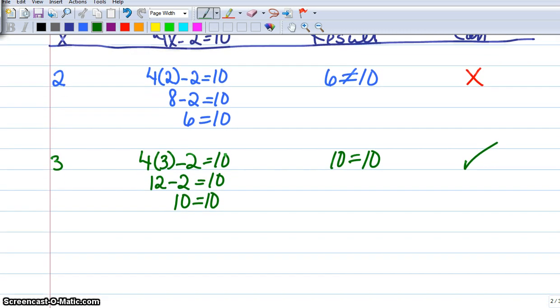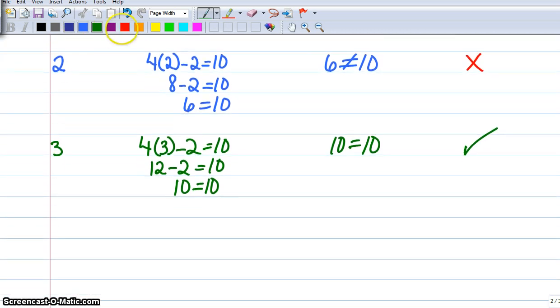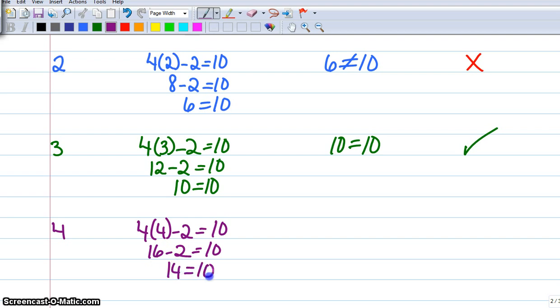Now if we were to go through and work the rest, well, let's work one more. Let's do 4. So now I'm going to have 4 times 4 minus 2 is equal to 10. Now I have 16 minus 2 is equal to 10. 16 minus 2, let's see, that's 14. Is 14 equal to 10? No. So 14 is not equal to 10. So I know that that is not a solution.